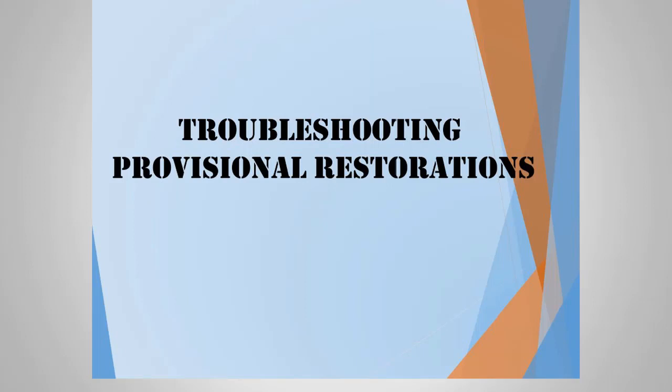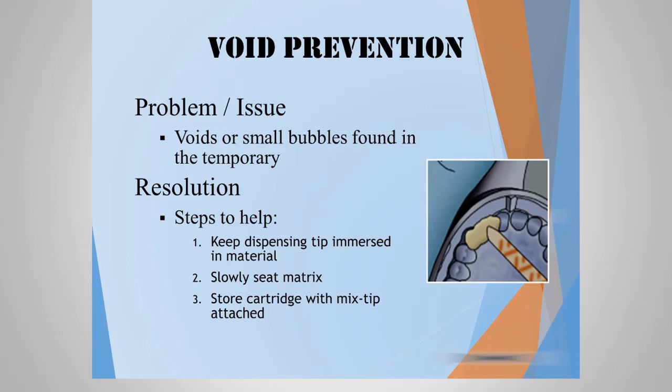Troubleshooting. Some of the problems that we have when we're fabricating temporaries, one of them is voids or areas that didn't get captured in our matrix, and or small bubbles that can be in our temporaries. Some of the ways to prevent that from happening is making sure that we're placing these temp materials inside our matrix at a slow rate, and also keeping the tip immersed in the material throughout the whole time as we're filling it up.